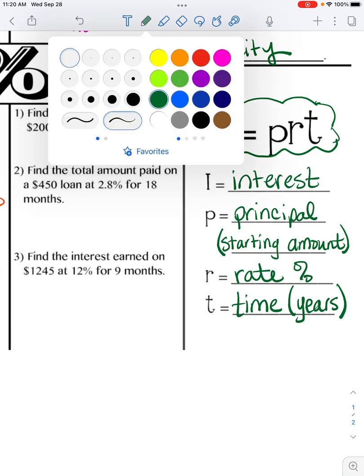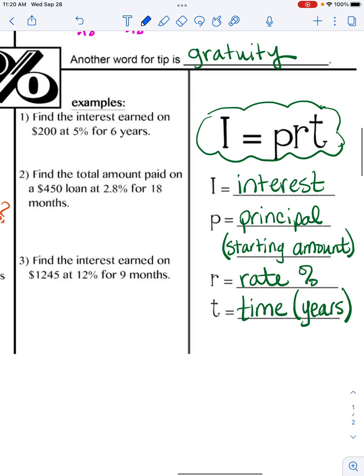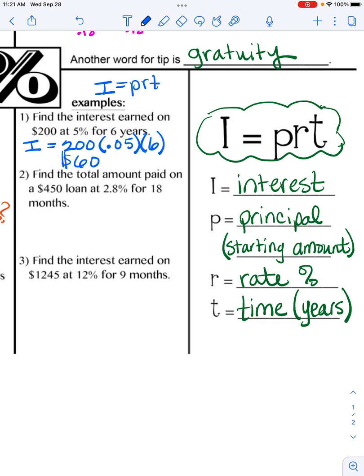All right, so let's use this equation to solve the problems. It says find the interest earned on $200 at 5% for 6 years. So we are literally going to use this I equals PRT. We want to find the interest, so it equals the principal, which is 200, times the rate, which is 5%, but we need to take that percent sign off and divide by 100, which moves our decimal 2 places to the left, and then times the time, which is the number of years. And then I'm just going to put those numbers into my calculator. 200 times 0.05 times 6 is 60. So the interest is $60. That's how much we earned, and that's the answer.